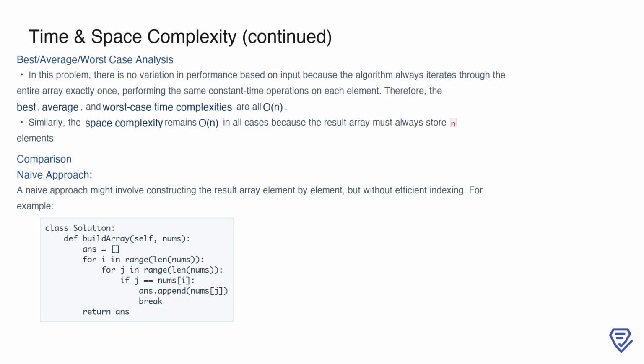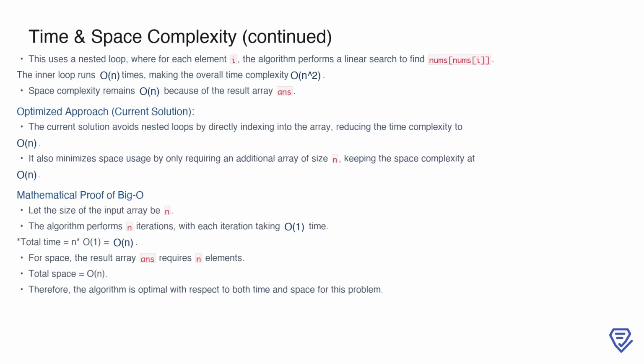With the naive approach, the use of a nested loop means that for each element i, a linear search is performed to find nums[i]. This inner loop runs O(n) times for each of the n elements, leading to an overall time complexity of O(n squared). However, the space complexity remains O(n), since the result array ANS is still required.